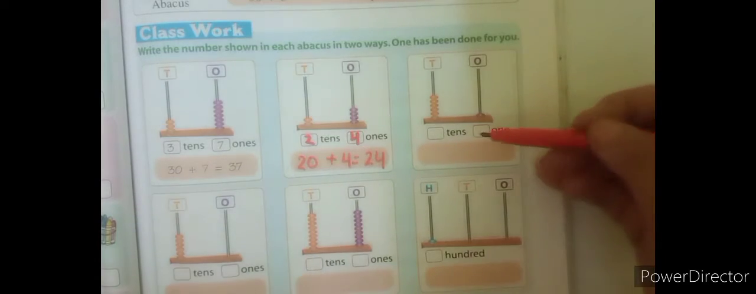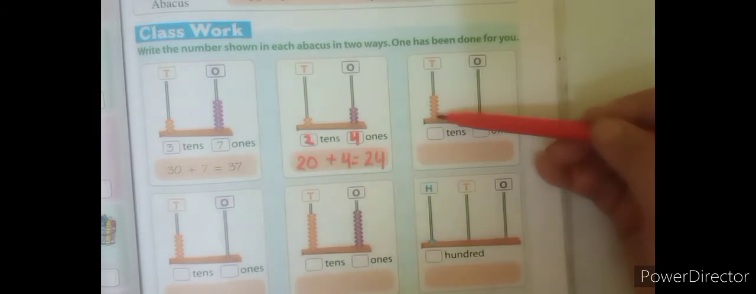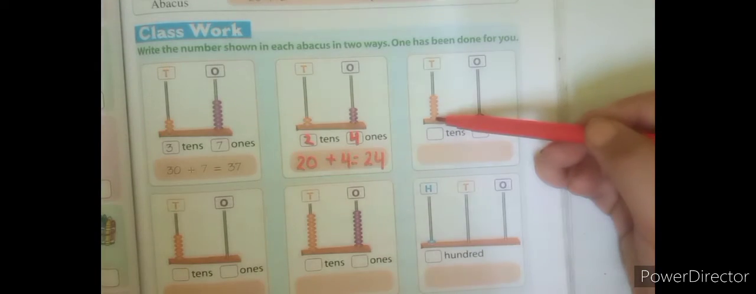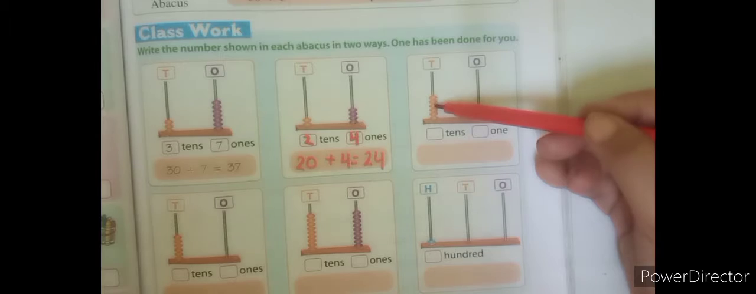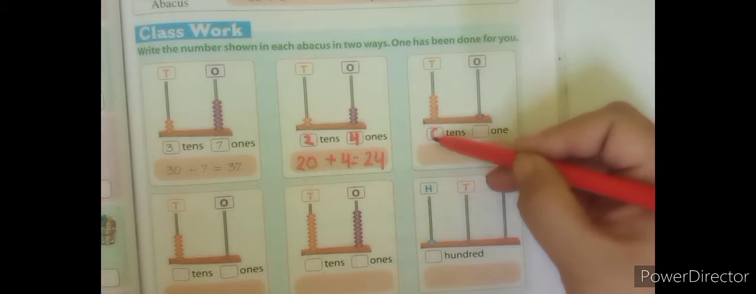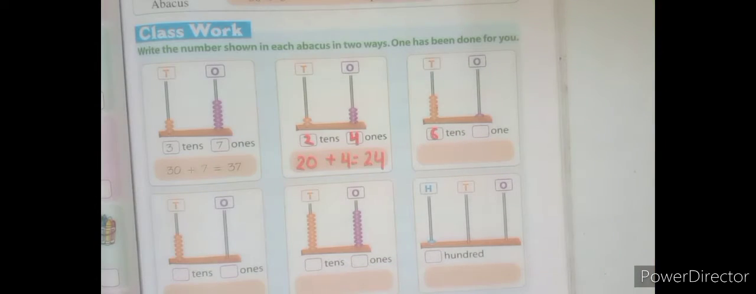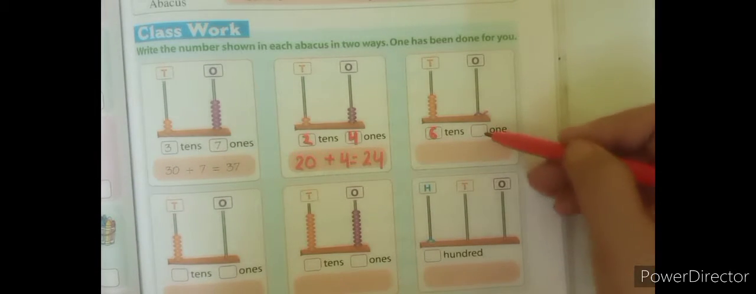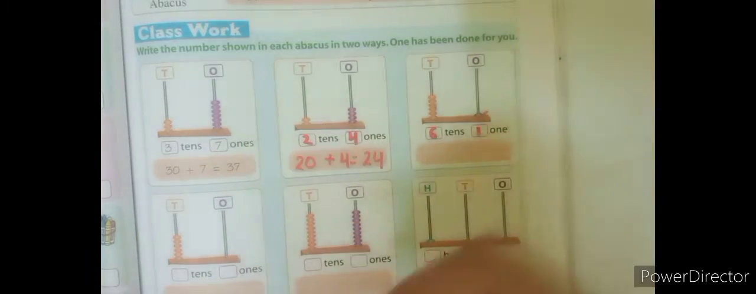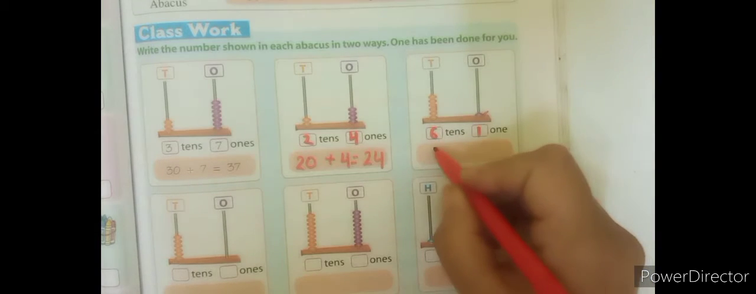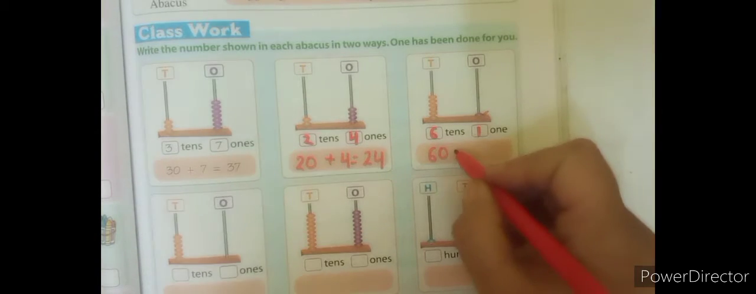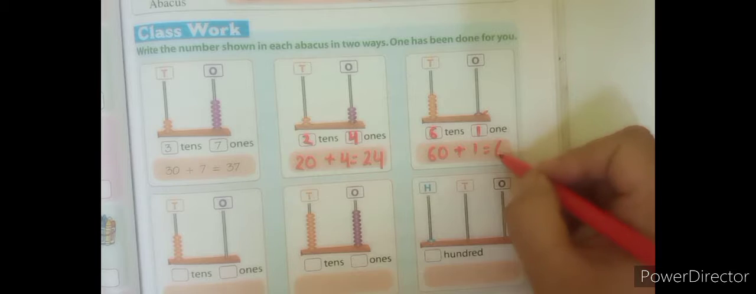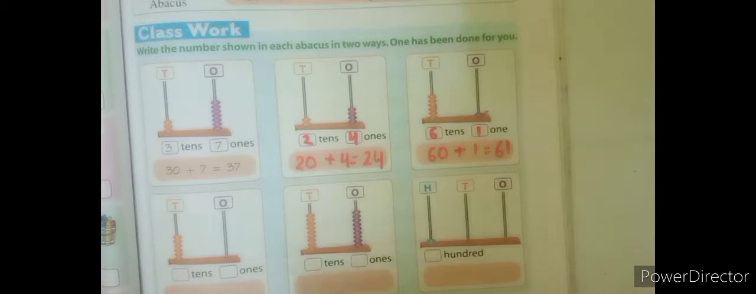Okay, now look at here, student. Now tell me how many beads in the tens place. Count it. 1, 2, 3, 4, 5, 6. Okay, now you have to write here 6 tens. Now tell me how many beads are here. Only 1 bead is here. Now you have to write 1 in the ones place. Okay, now 6 tens means 60, and 1 is equal to 61. Okay, now you have to understand this sum.